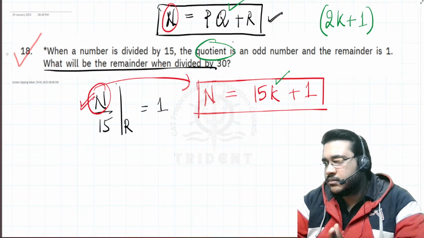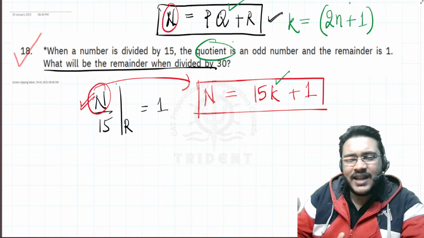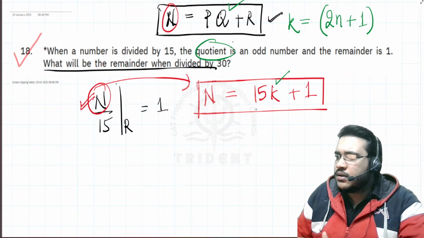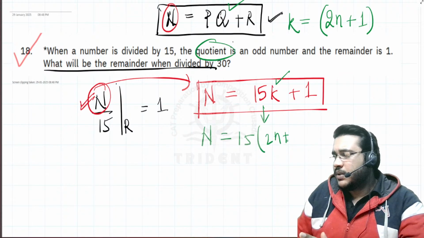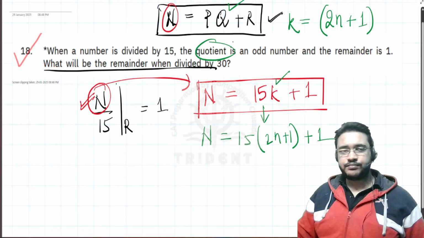Okay, or the representation of k should be of the form 2n plus 1. I could have used k dash also, but 2n plus 1 is fine. So this n in its entirety can be written as (2n plus 1) times 15 plus 1.